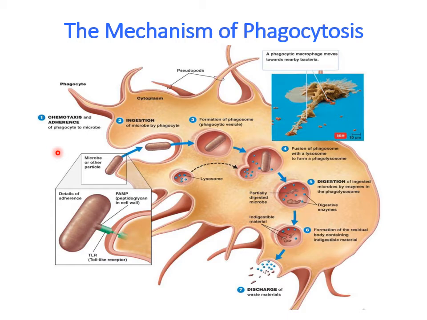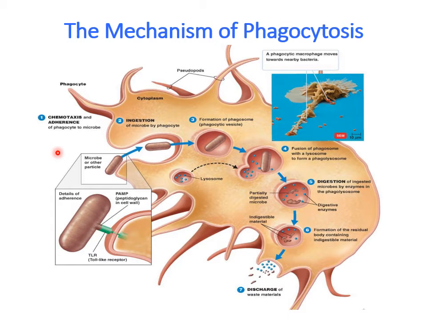In some instances, microbes can be more readily phagocytosed if they are first coated with certain serum proteins that promote attachment of the microorganisms to the phagocytes. This coating process is called opsonization.